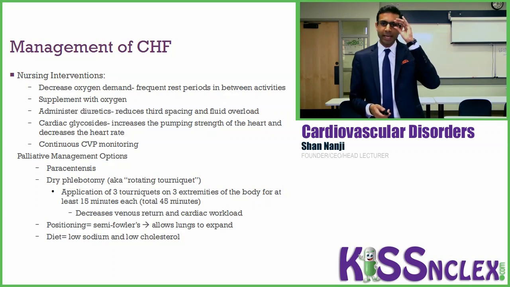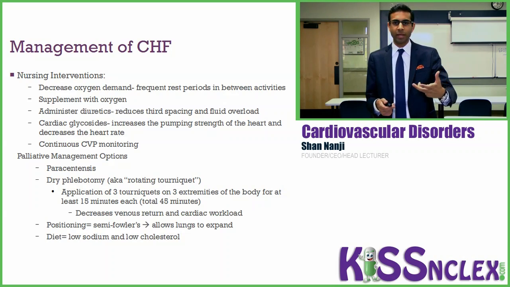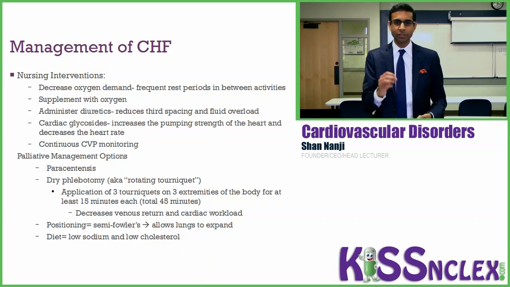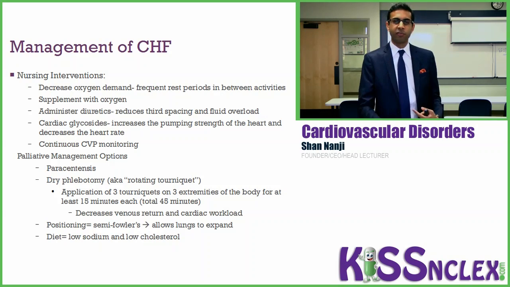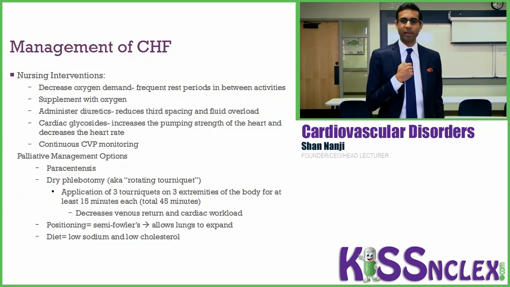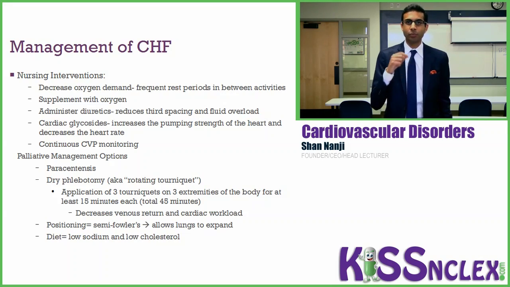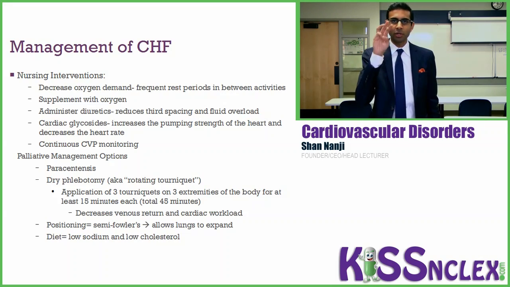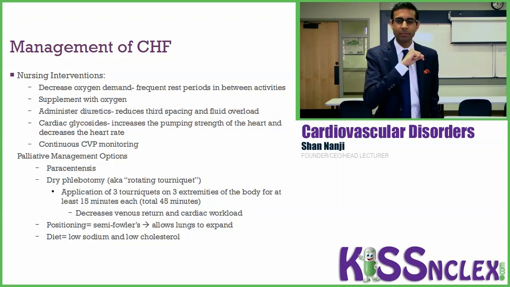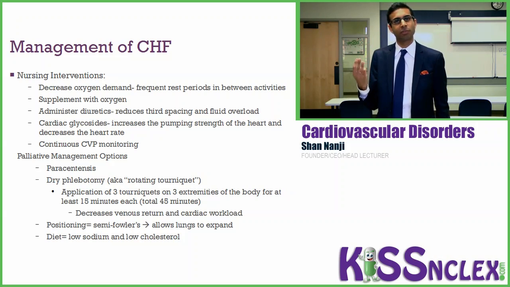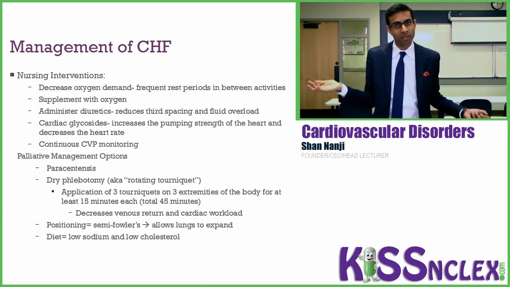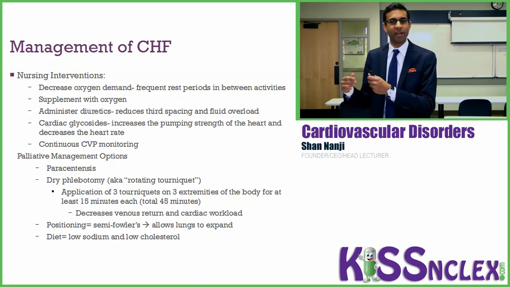A dry phlebotomy, that is when you use a rotating tourniquet, right? And you apply 3 tourniquets on 3 extremities of the body for at least 15 minutes for a total of 45 minutes. Okay, what is that? It's rotating tourniquets, 3 tourniquets on 3 extremities for 15 minutes for a total of 45 minutes. Magic number is 3, right? So 15 times 3 is 45.